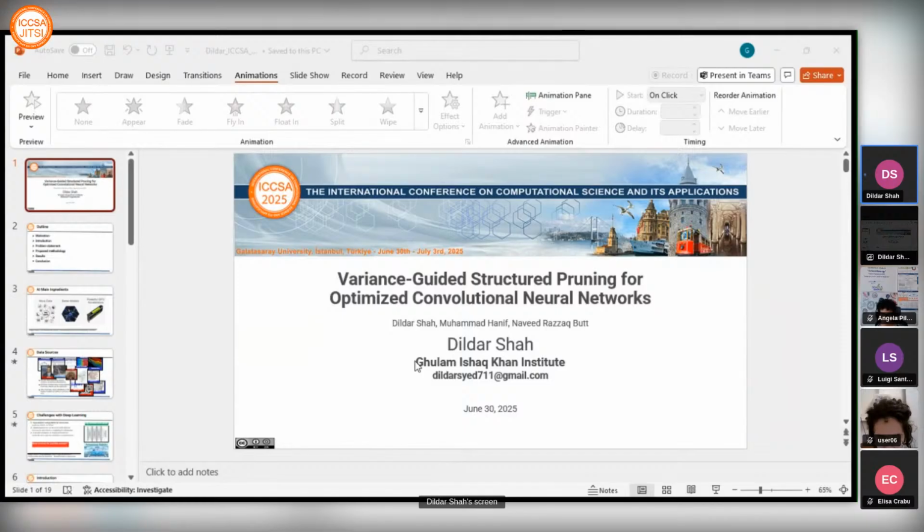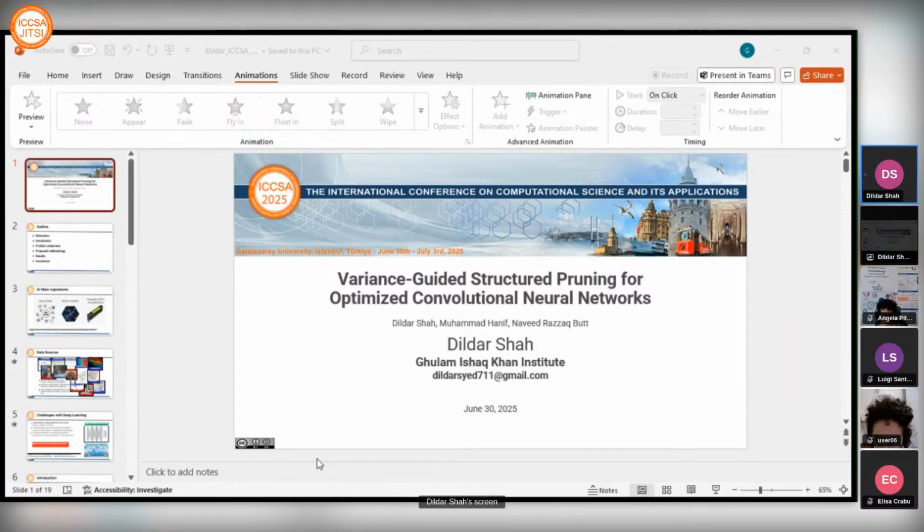So first of all, my name is Dildar Shah and I am a master's graduate in applied mathematics from Ghulam Ishaq Khan Institute. The two co-authors, Muhammad Hanif and Naveed Razak Bhatt, are my thesis supervisors. The title of my presentation is Variance Guided Structure Pruning for Optimized Convolutional Neural Networks. It is an interesting topic and of course a central focus of research in deep learning.